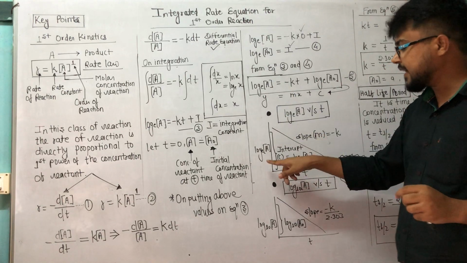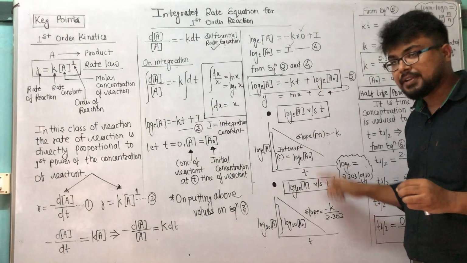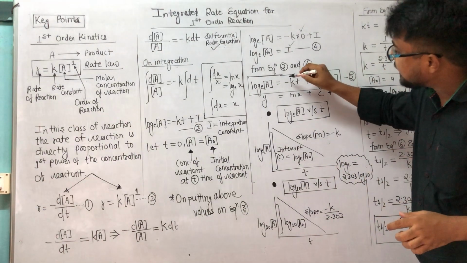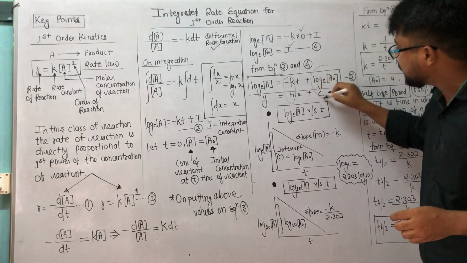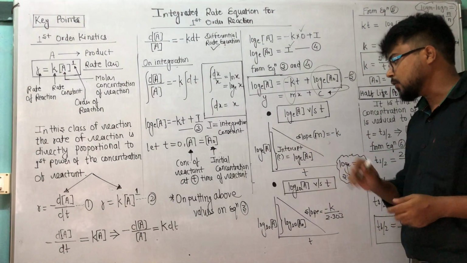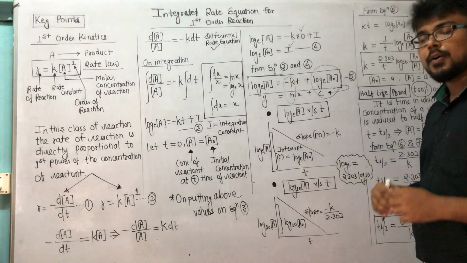So on the y-axis it will be log e A, on the x-axis it will be t, and this term minus k is nothing but the slope, and this whole term will be the intercept. So slope equal to m equal to minus k and intercept c equal to log e A naught.